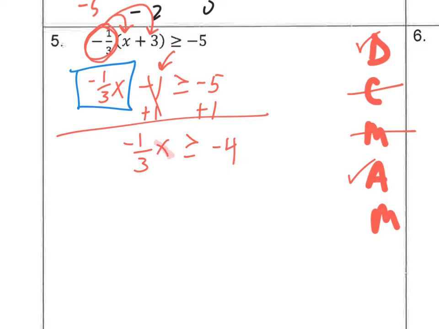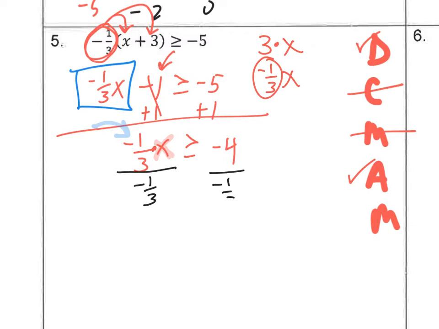I'm still trying to isolate this variable, which means I'm still trying to get it by itself. That means the coefficient, or the number in front, has got to move. Now that is negative 1/3 times x. Just like if I said 3x, and that would be 3 times x, all I've done is made it a fraction, so it's still multiplying. So what I'm going to do is divide by negative 1/3. If I do it to one side, I do it to the other. And I'm left with x.